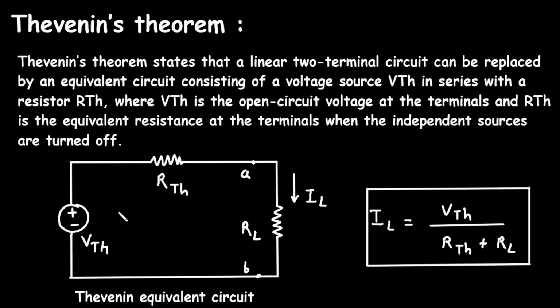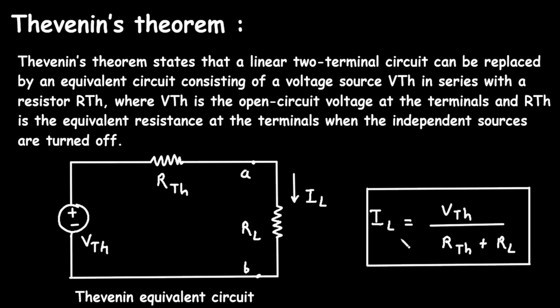Now, this Thevenin voltage and Thevenin resistance are connected in series. In series with these two, we also connect the load resistor RL, and the current through this load resistor RL is IL. This IL is called the load current. Now, if we want to find this load current IL, then the formula is IL is equal to VTH upon RTH plus RL.